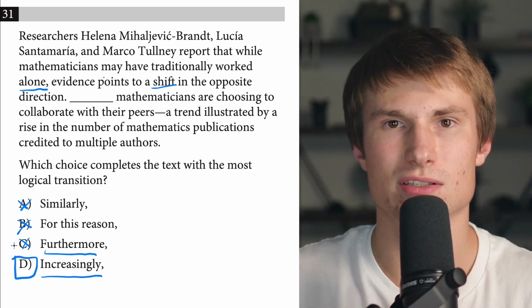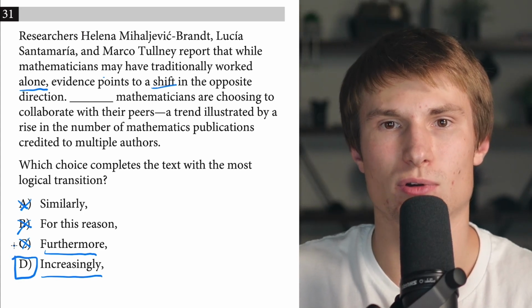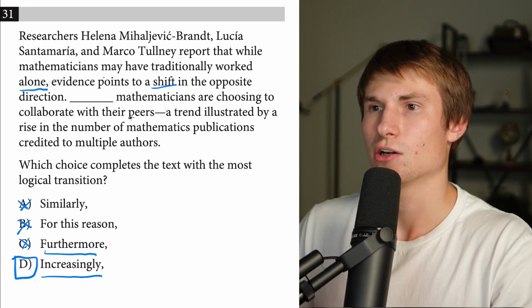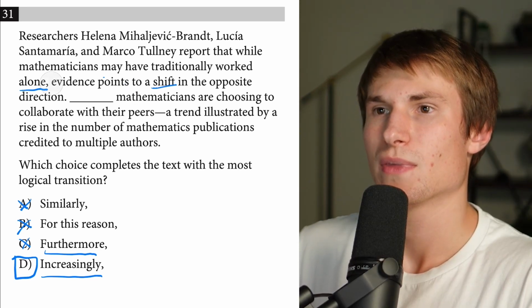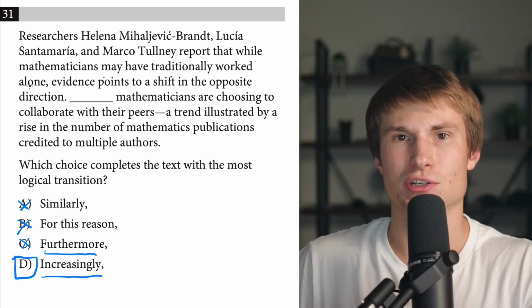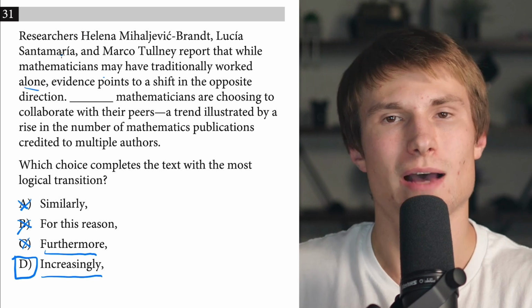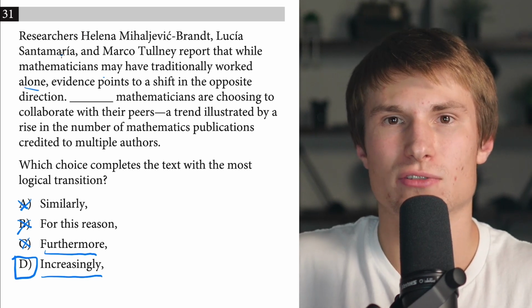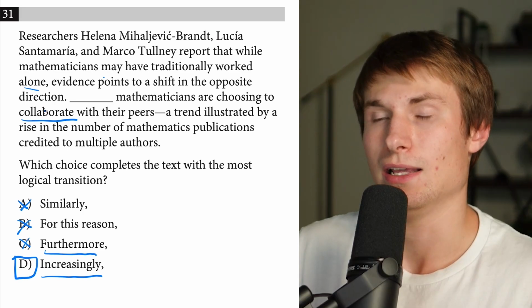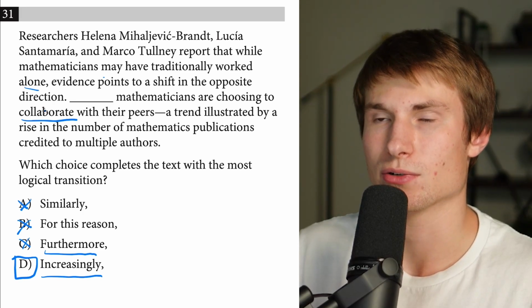Now, obviously, that's not the same as what I came up with as for example, but when we state that increasingly mathematicians are choosing to collaborate with their peers, well, is that a good transition from what came before, which stated that we are moving in the opposite direction of working alone? Yes, because the opposite of working alone would be an increase in collaboration. Okay, so obviously that's a great transition there, and it is illustrating what came before. Okay, so our answer would have to be D.